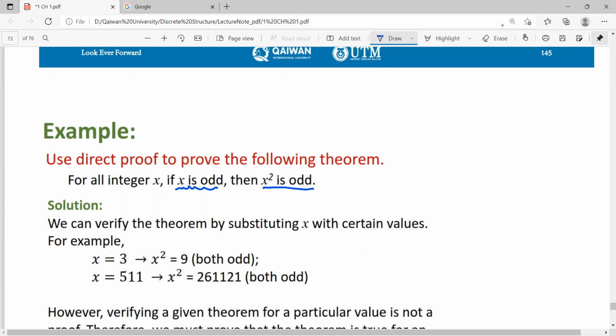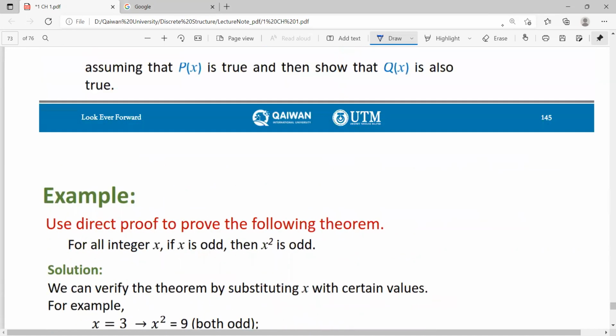Then x squared is odd. So you must prove that x squared is odd. You say if p, then q. That means if this is true, we let that be true, and we prove that this is true also. That's an example, and we will prove that later on.